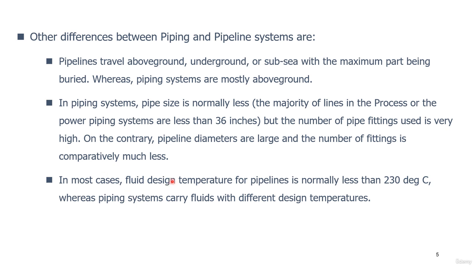In most cases, fluid design temperature for pipelines is normally less than 230 degrees centigrade. So as per ASME B31.4 or B31.8, pipelines usually have less than 230 degrees centigrade, whereas piping systems carry fluids with very high design temperatures.